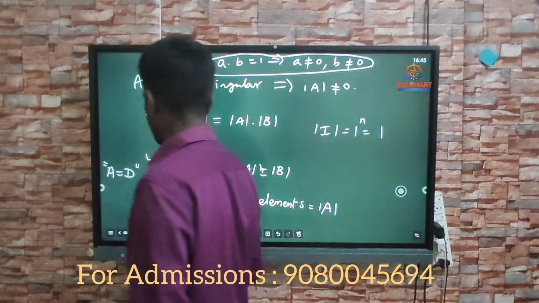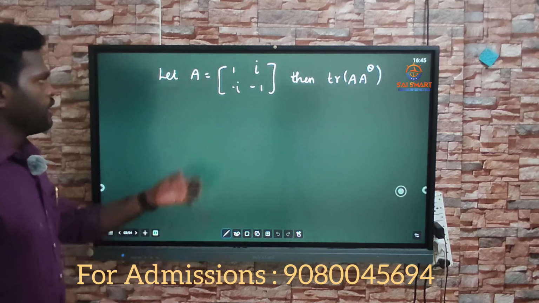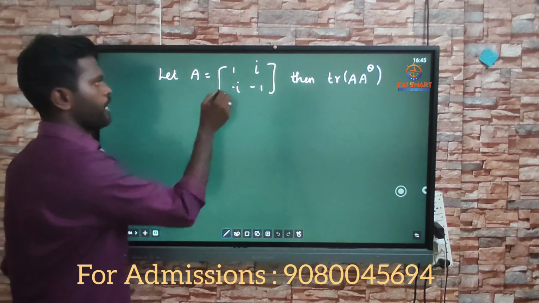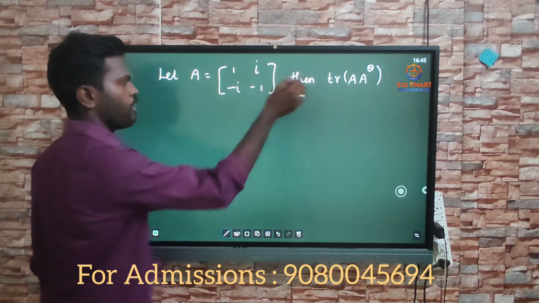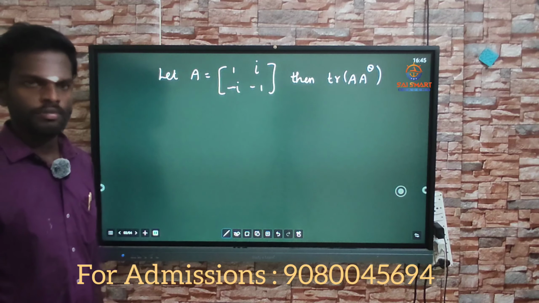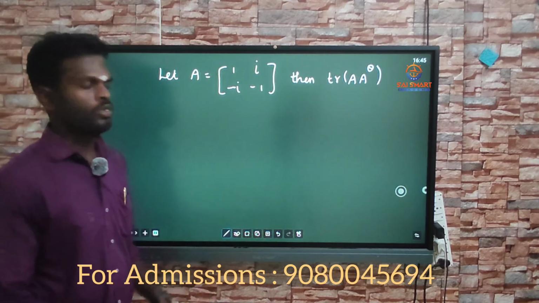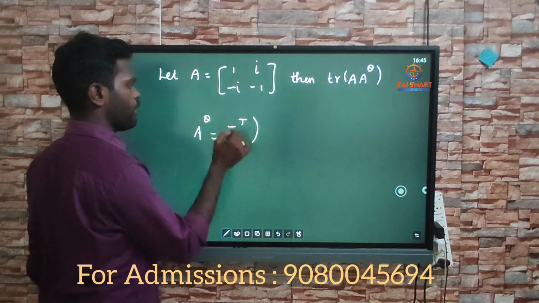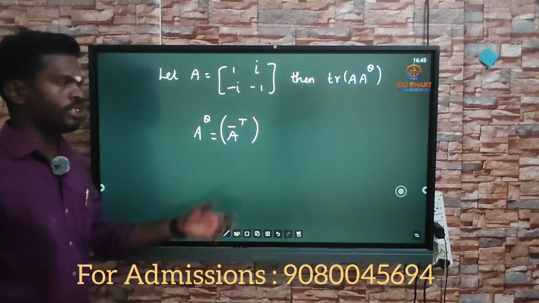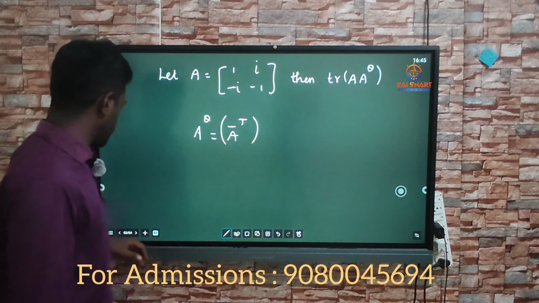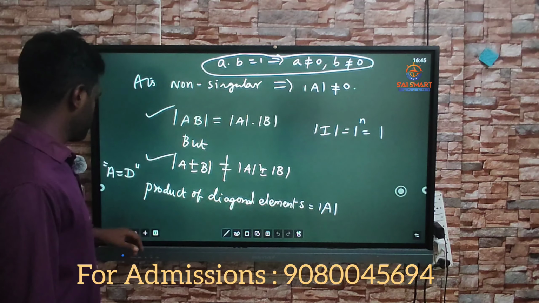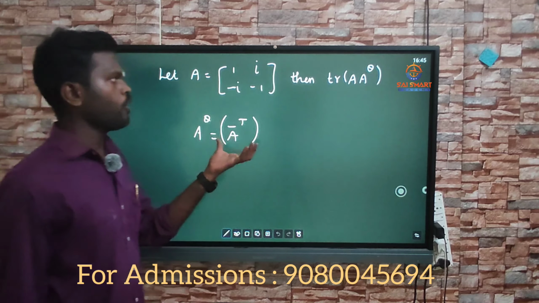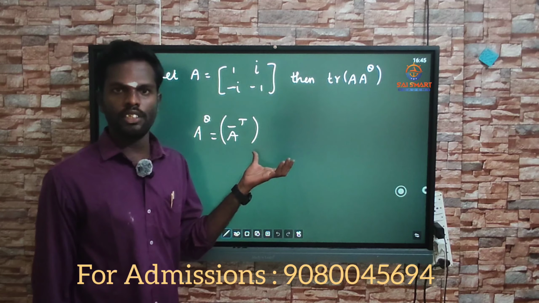Then we have one question for you. Let A equal to 1, I, minus I, 1. What is the trace of A power theta? That is the question of this video. A power theta means just A bar transpose. We will explain this problem in the next classes. Hence we conclude the video with this problem. You can try this problem and post the answer in the comment section, we will discuss it.